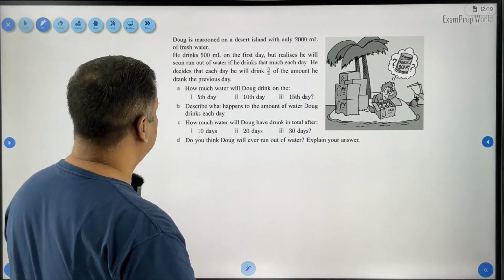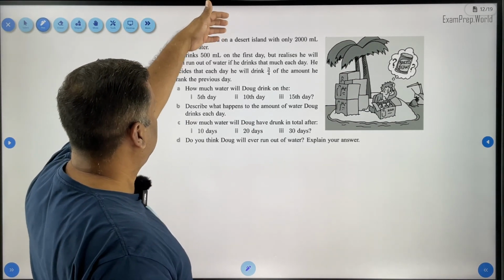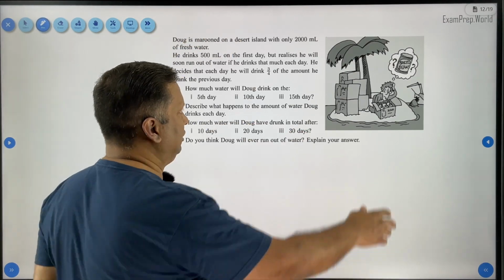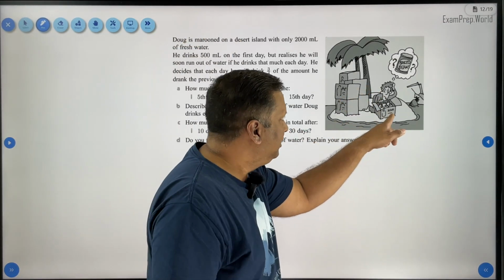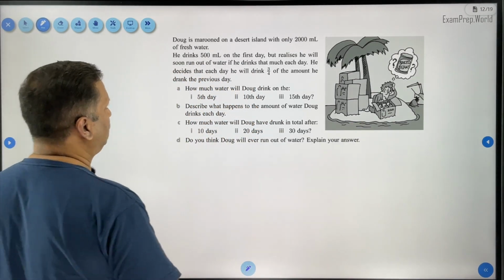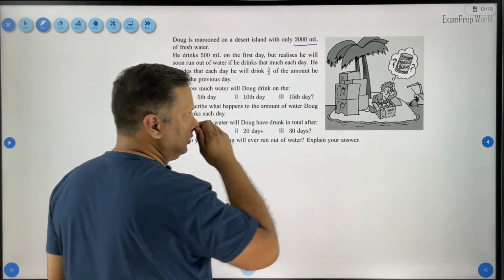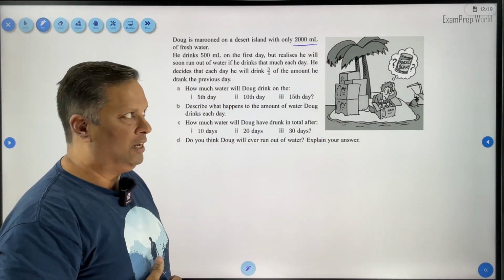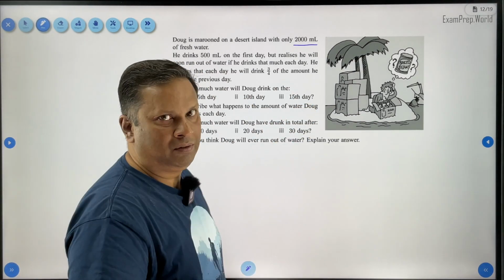Okay, in this exercise I'll read it for you. Dow is marooned on a desert. So this guy is on a desert and he is having very limited amount of water. It is written H2O. Okay. Now he has how much water? He has only 2000 ml, which is 2 liters of water he has, and he can't have fresh water, right?